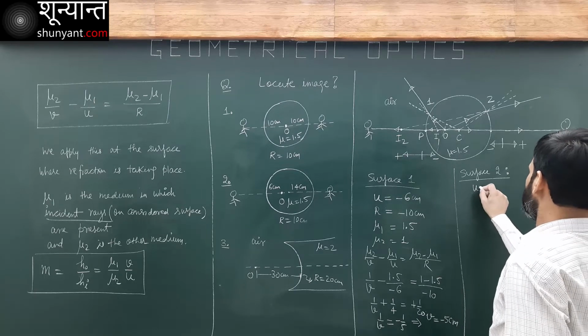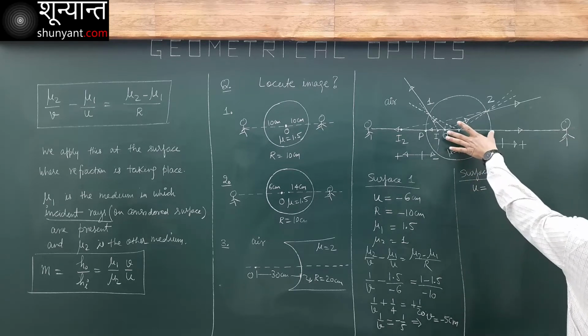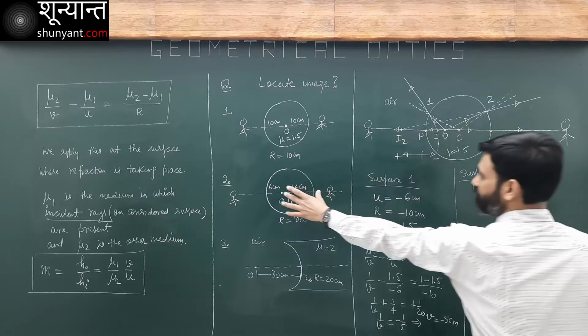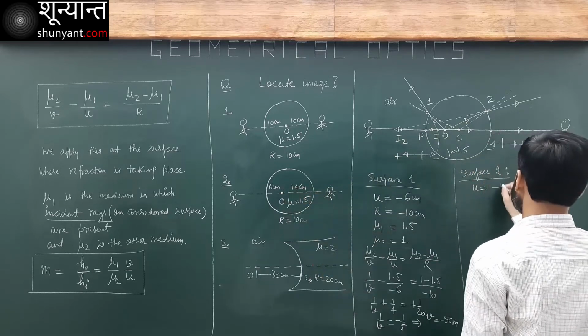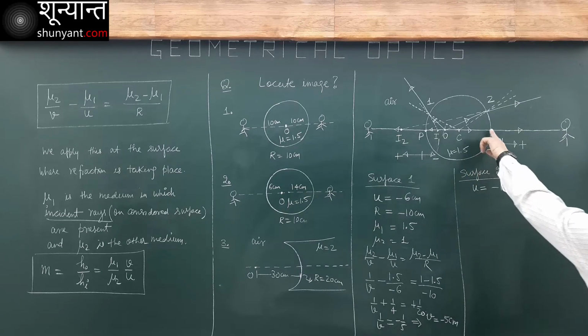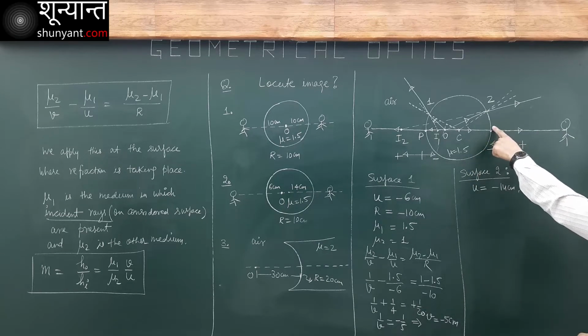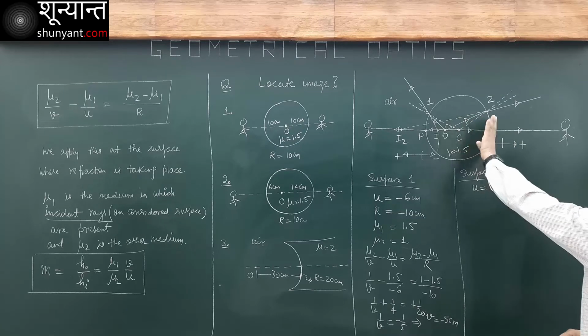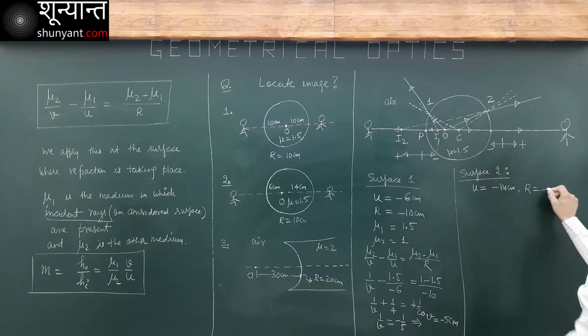What is U? This distance. What is this distance? This is 14. U is minus 14 centimeter. What is R? For this surface, its center is here to the left. To the left is negative. So minus 10 centimeter.